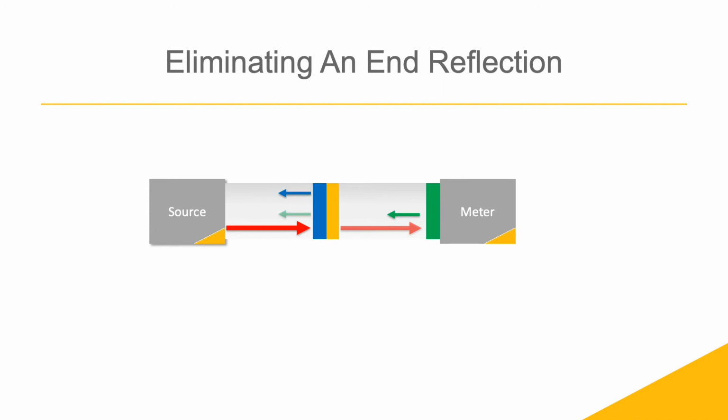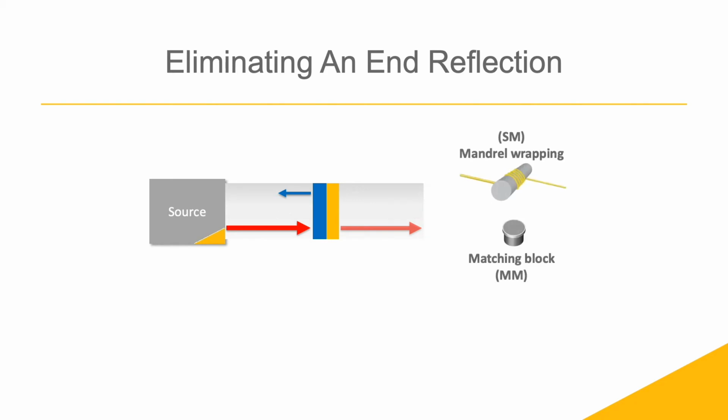The end reflection of a cable or assembly will prevent accurate measurement of its first connector. One can eliminate this reflection by using a mandrel wrap on single-mode fiber or a matching block with single-mode fiber, including the bend-insensitive types and multi-mode fiber. The cable can then be reversed to measure the return loss from the other connector.